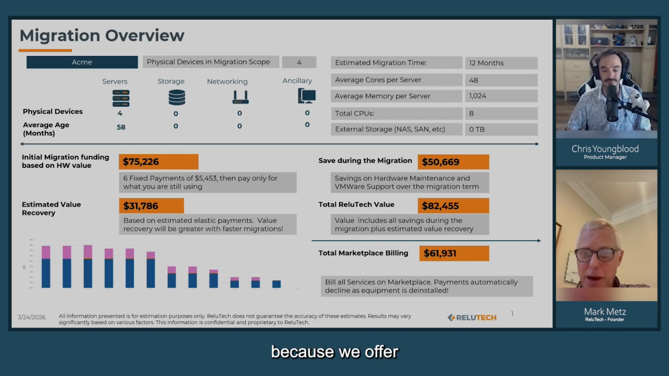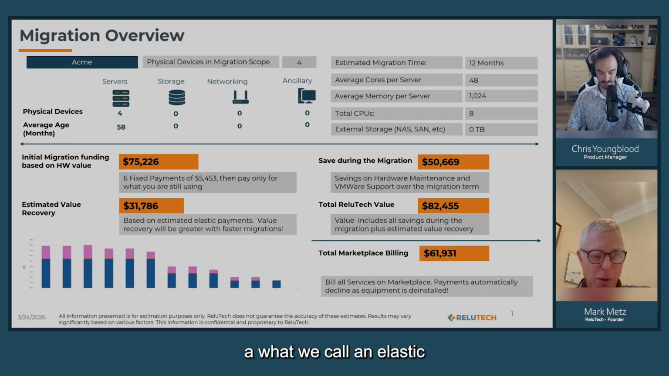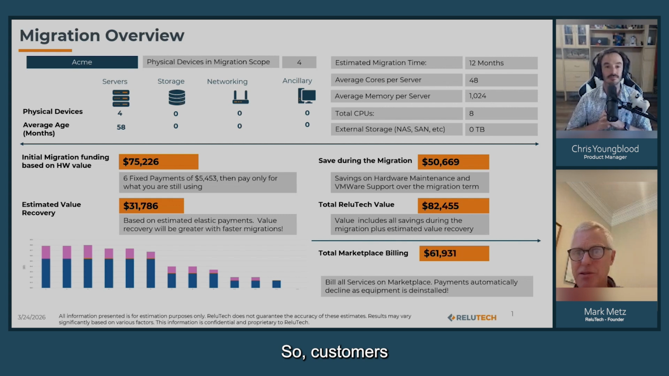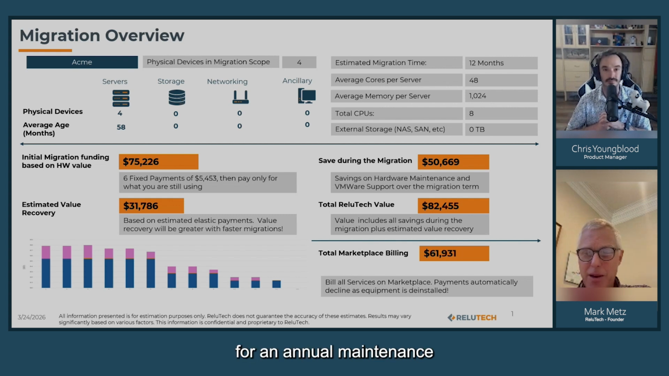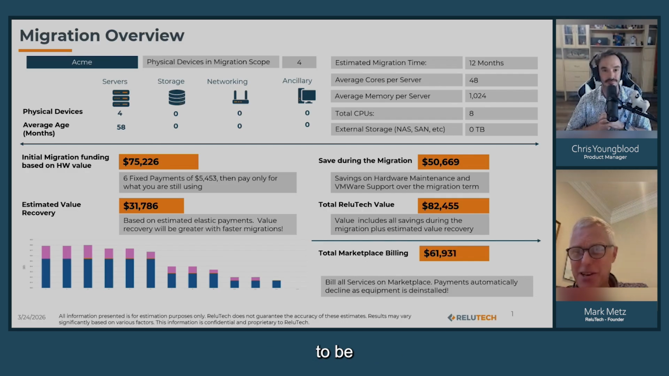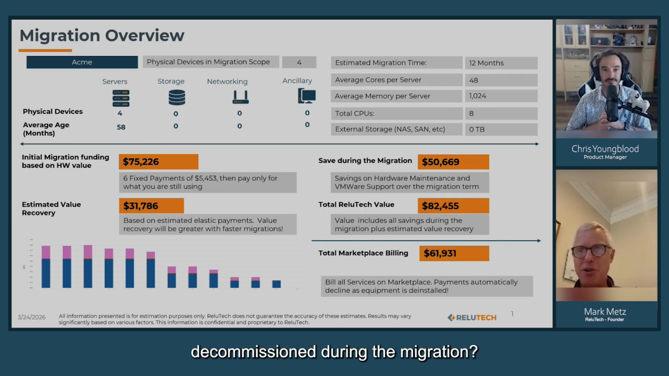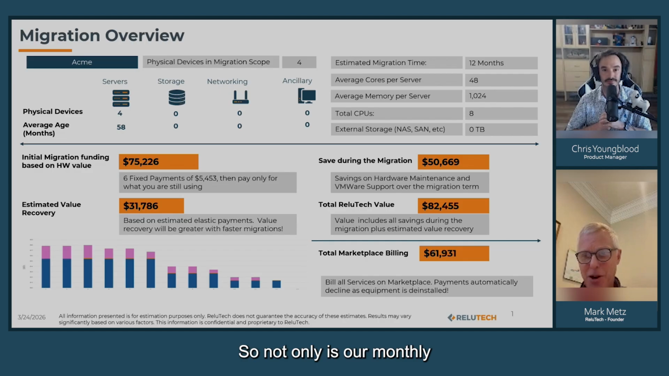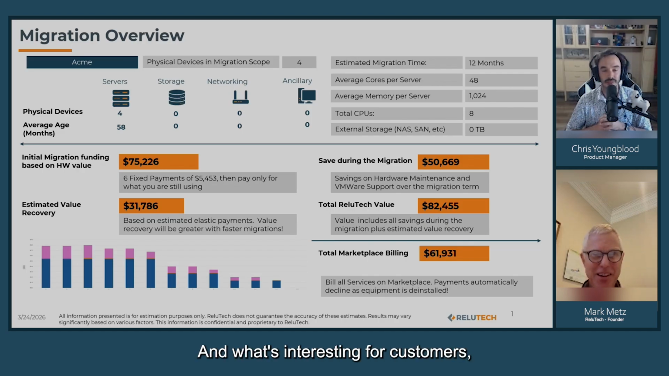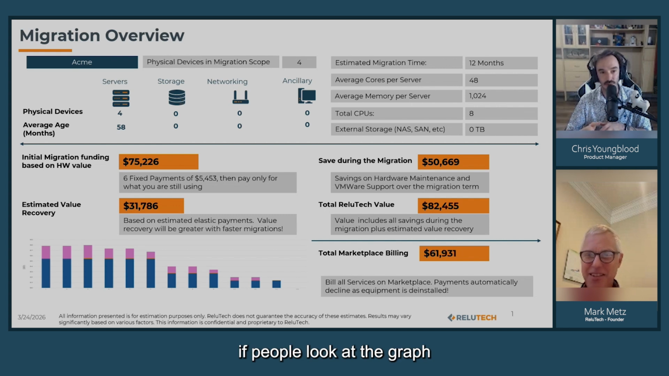And we can do that because we offer what we call an elastic maintenance product. So customers only pay for the maintenance that they're using, unlike paying for an annual maintenance contract a year in advance. Why would you ever want to do that when your assets are going to be decommissioned during the migration? So not only is our monthly maintenance charge substantially cheaper than OEM, but we charge for less months because equipment is getting deinstalled.